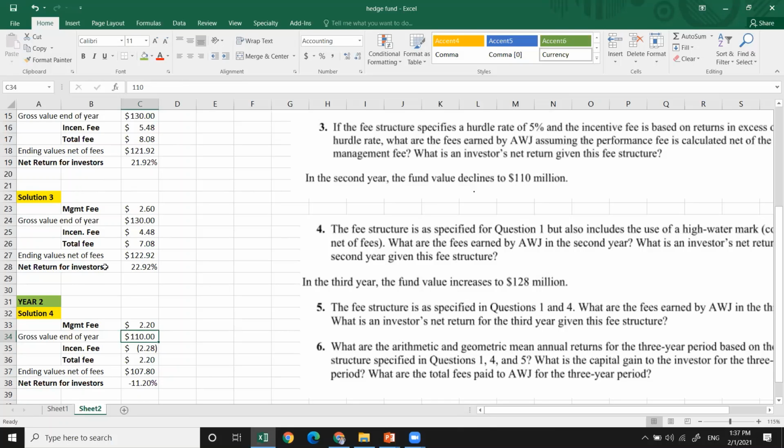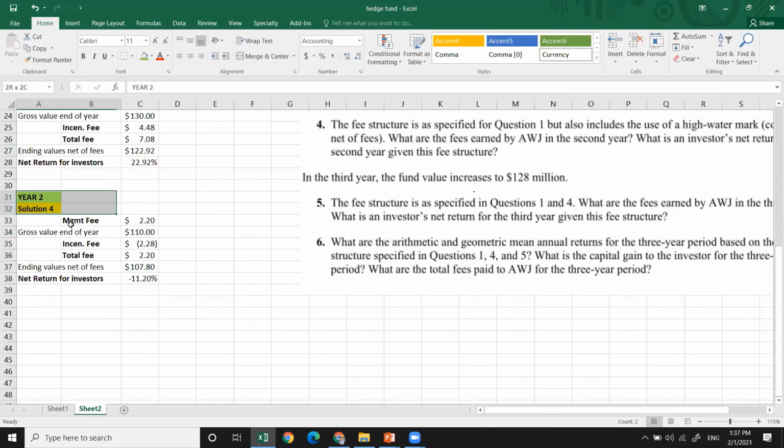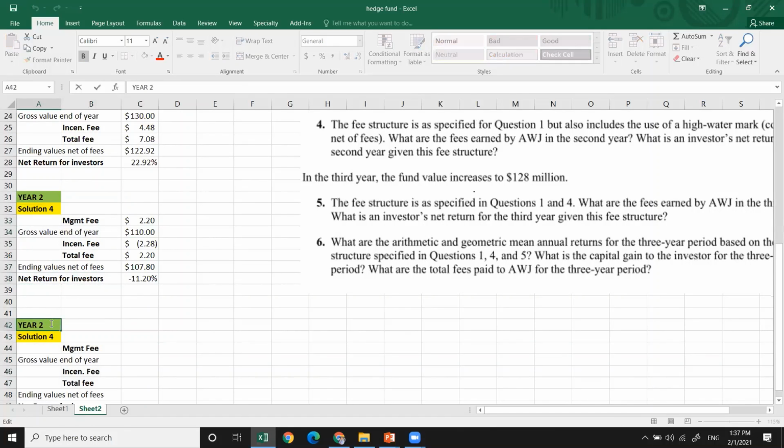Now, let's move to year 3, solution 5. Here, in the third year, the fund value increases to 128 million. So gross value becomes 128 million, from 110 to 128.